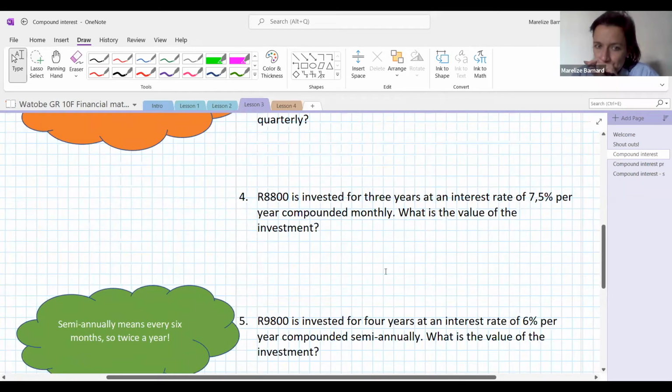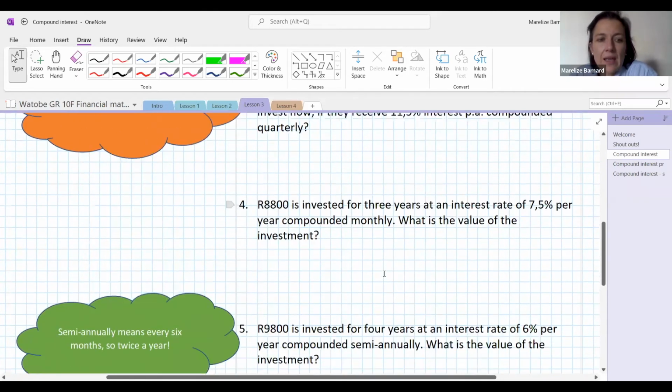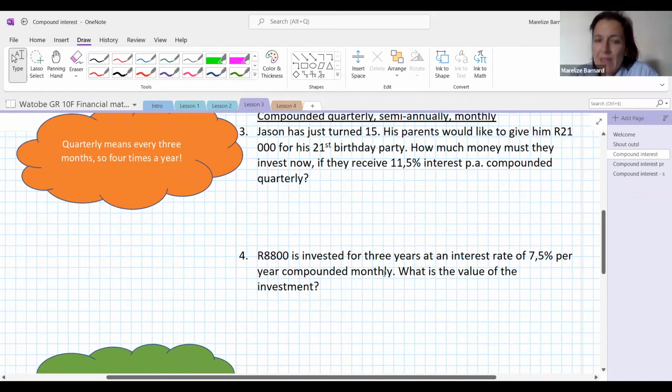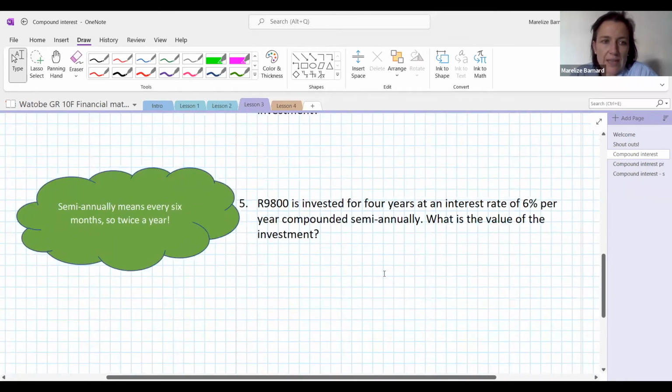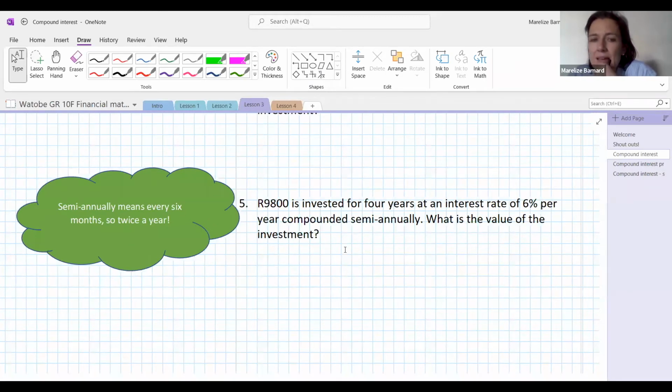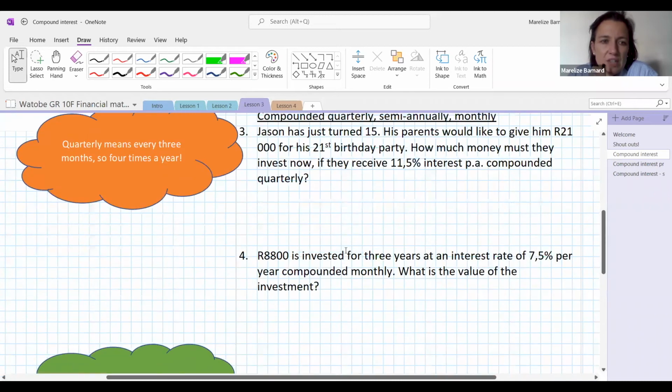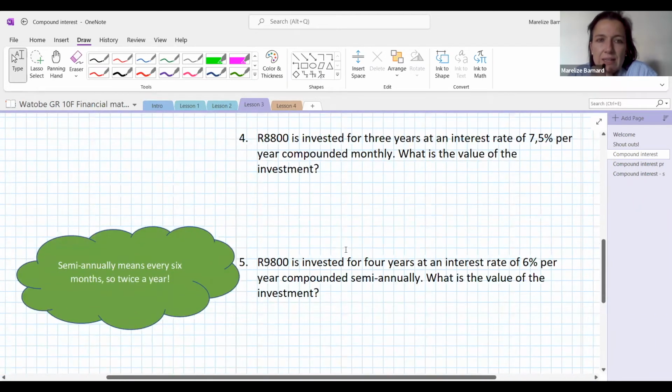So that's if it's quarterly. Now, it can also be semi-annually, and you're welcome to take a screenshot of that bubble, because semi-annually means every 6 months, so twice a year. So it's important that we know what these words mean. Okay, Ms. Coco, could you assist Pamelo, please? Right, so while we digest that a little bit, quarterly, semi-annually, let's hear from Moleboheng.